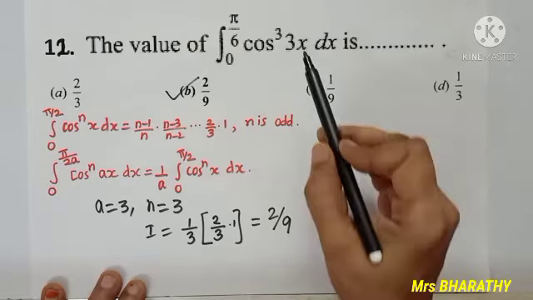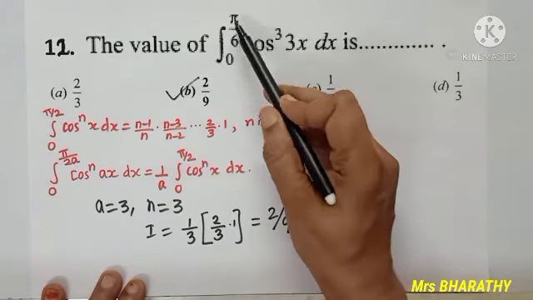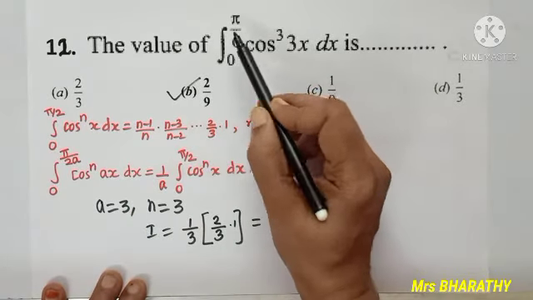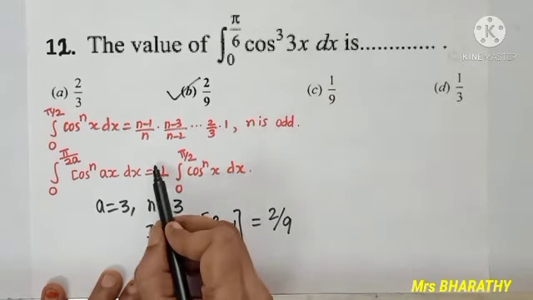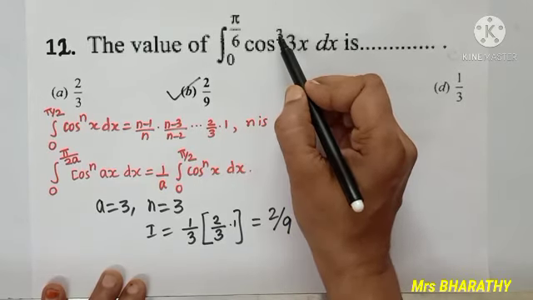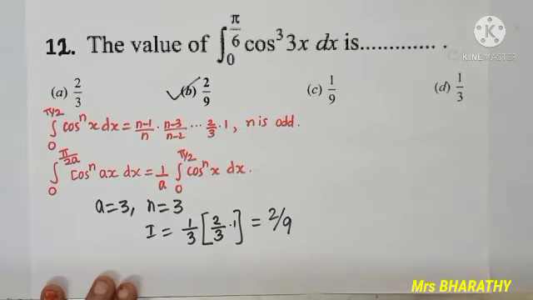So such problems, just check out. 3x comes, 3 will be extra with pi by 2 in the denominator. So pi by 2 into 3 is pi by 6. If so, the formula is 1 by a, that is 1 by 3. The power, I will use the reduction formula.